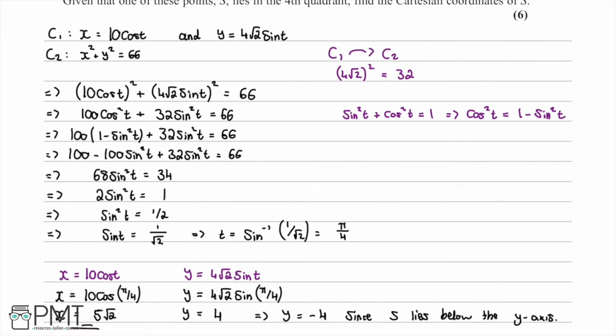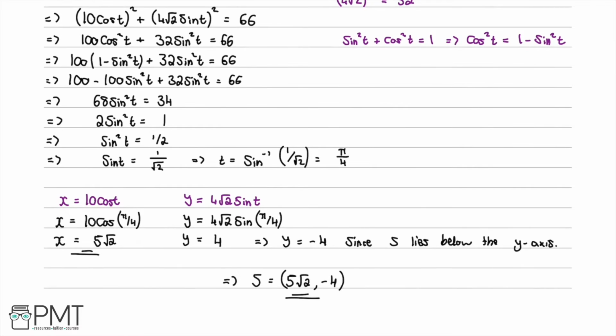We then receive our fourth mark for getting to this stage here, where sine of t was equal to 1 over root 2. And we then receive our fifth mark for solving this and getting pi over 4. And then we receive our sixth and final mark for substituting in our t value into our x and y equations and concluding that the point S has coordinates 5 root 2, negative 4.